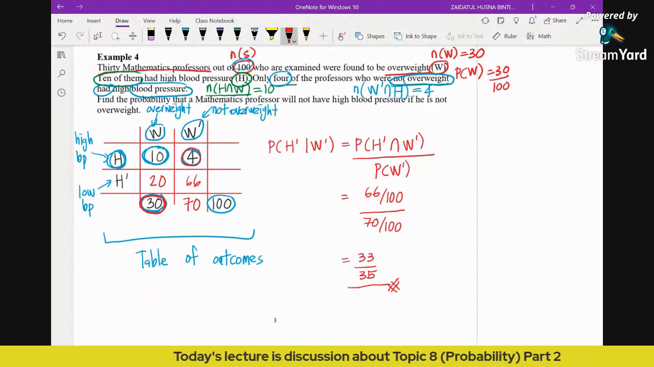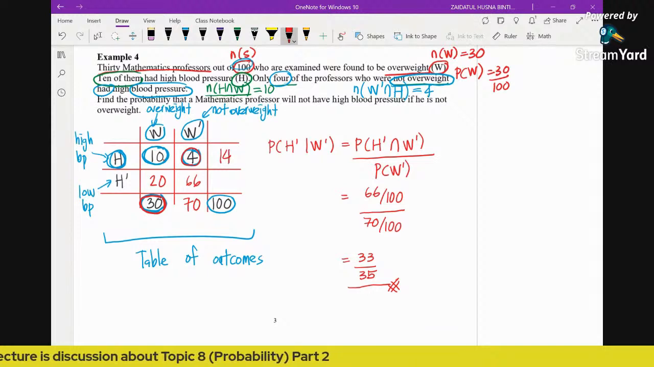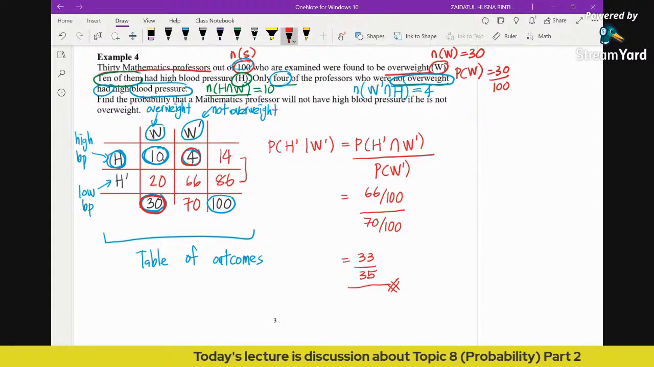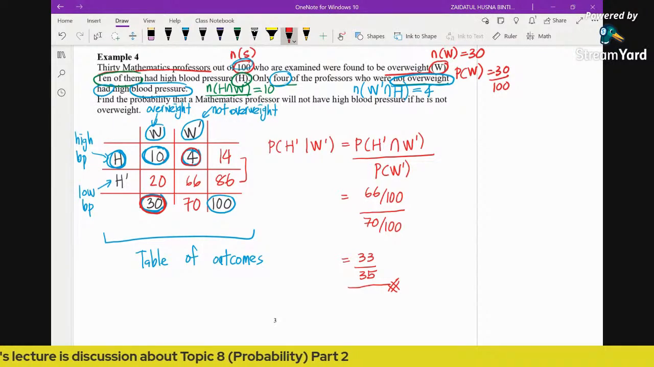Now if you total up, 10 plus 4 here will give you 14. And 20 plus 66 will give you 86. If you sum the 14 and 86, you will get 100 as well. So that is how we complete the table. Now after the table is complete, how to solve the question?